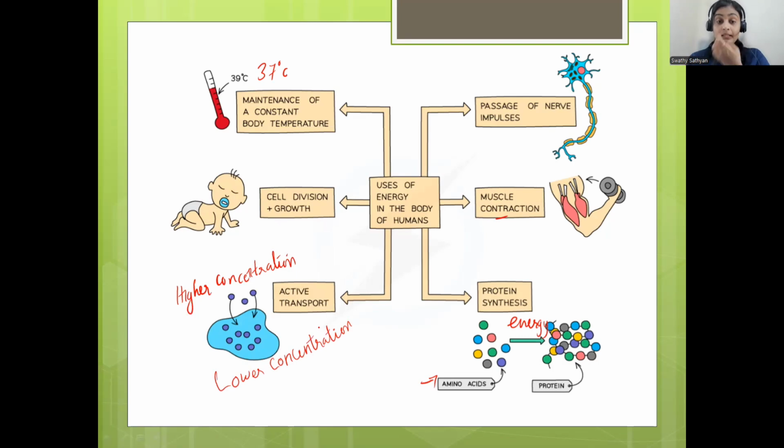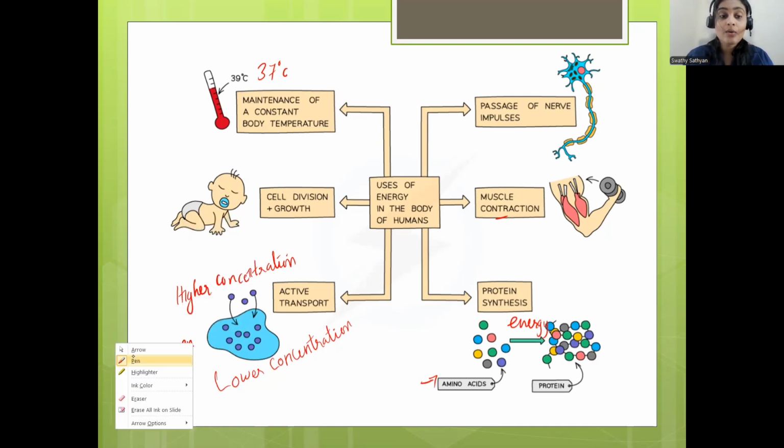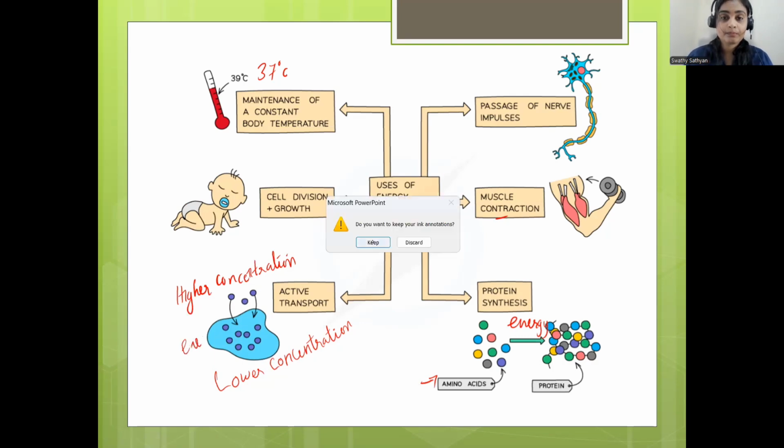So, for example, if certain nutrients are present outside the cell, and the cell requires the maximum amount of those nutrients, it needs to take up all the nutrients into the cell, right? For that purpose, energy is an important factor that is required.